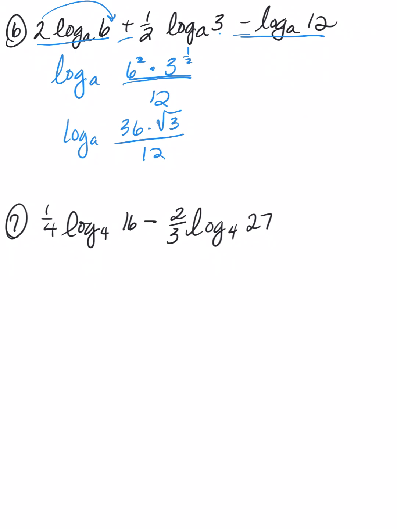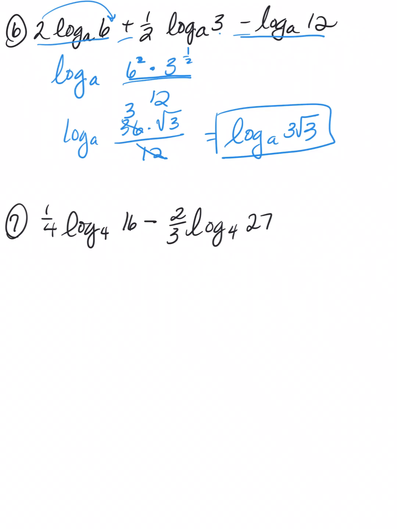Now, I can reduce, right? That 36, I can divide that 36 by 12 and end up with just a 3, right? So that reduces nicely, and I end up with the log base a of 3 square roots of 3. That is the simplified version of it.